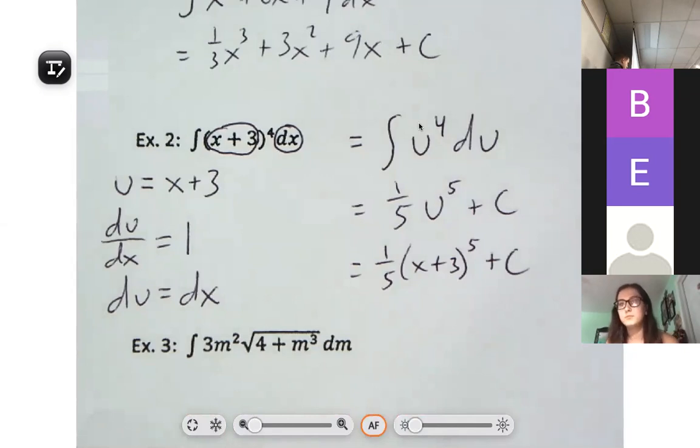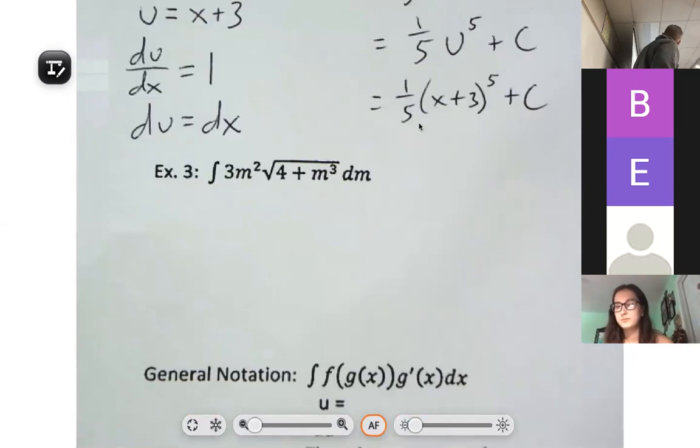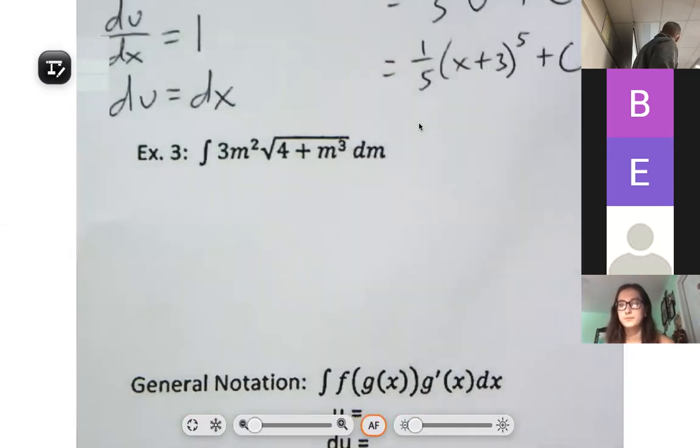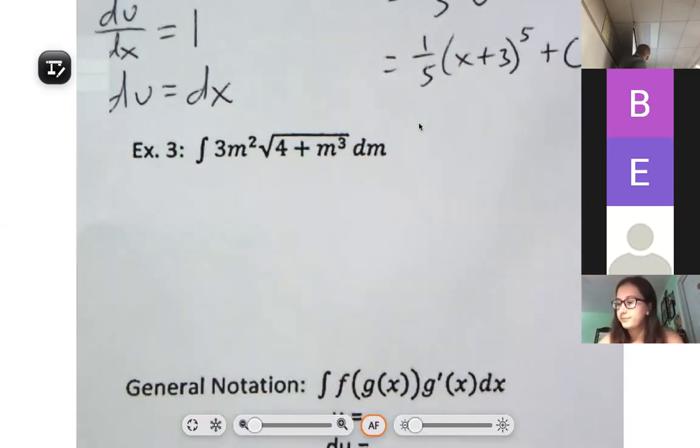We define u, we take its derivative, we replace, and then we integrate. This procedure takes some practice, okay? So let's look at the next one, show you another one. So example 3, I want to integrate 3m squared times the square root of 4 plus m cubed.